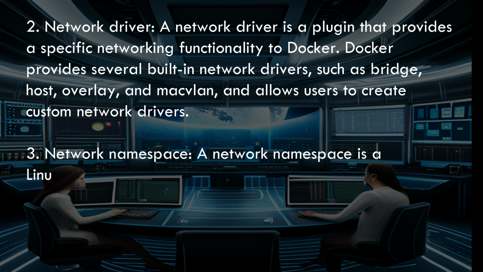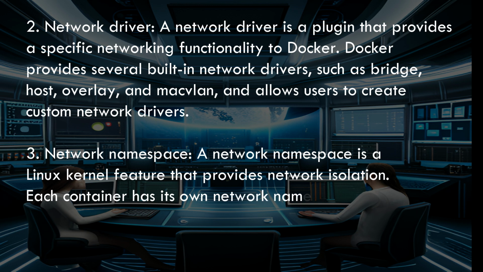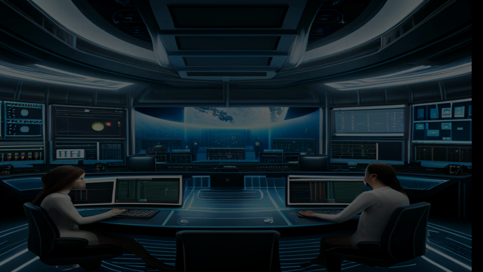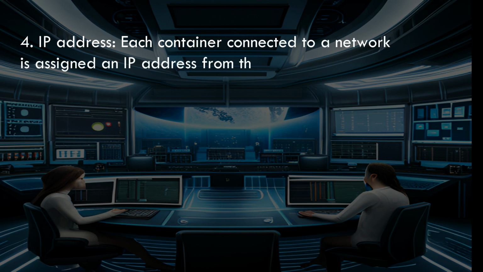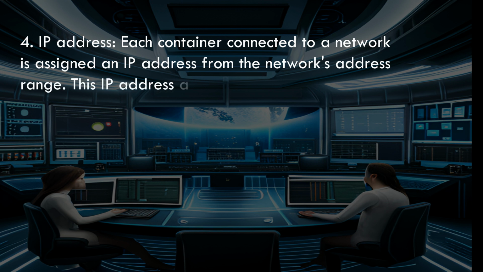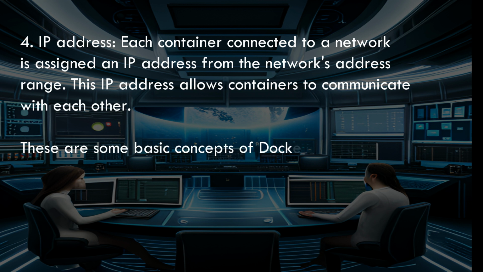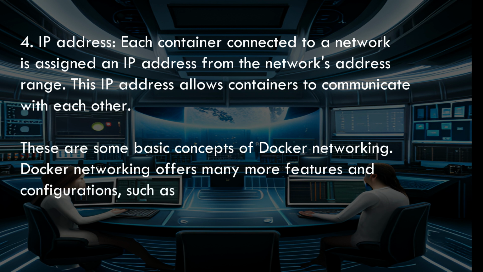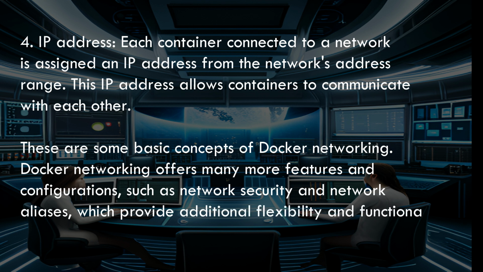3. Network namespace. A network namespace is a Linux kernel feature that provides network isolation. Each container has its own network namespace, which allows it to have its own network interfaces, IP addresses, and routing tables. 4. IP address. Each container connected to a network is assigned an IP address from the network's address range. This IP address allows containers to communicate with each other. These are some basic concepts of Docker networking. Docker networking offers many more features and configurations, such as network security and network aliases, which provide additional flexibility and functionality.